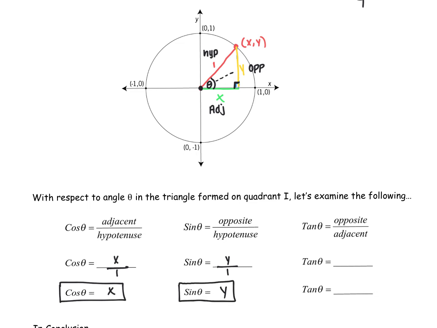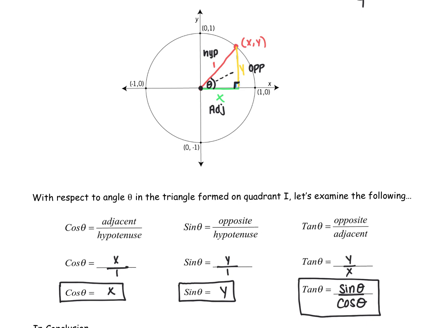And now let's do tangent. Tangent is opposite over adjacent. So opposite y, adjacent x. So y over x. And if we know that the y value is sine and the x value is cosine, we can say that tangent of theta is sine theta divided by cosine theta. So these are the 3 main conclusions that we get from the unit circle.